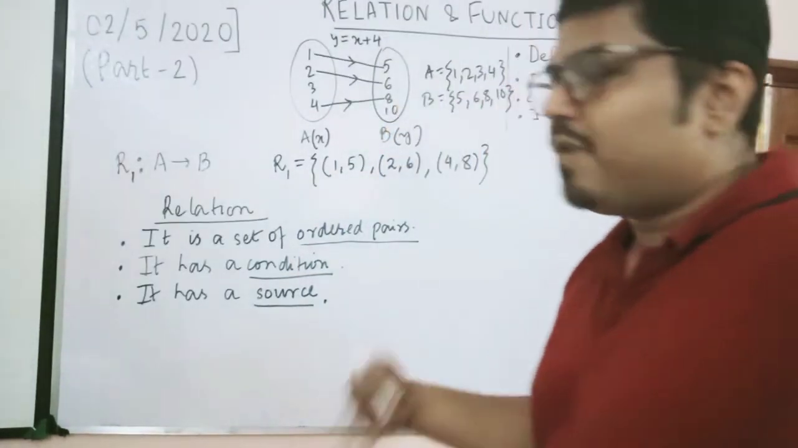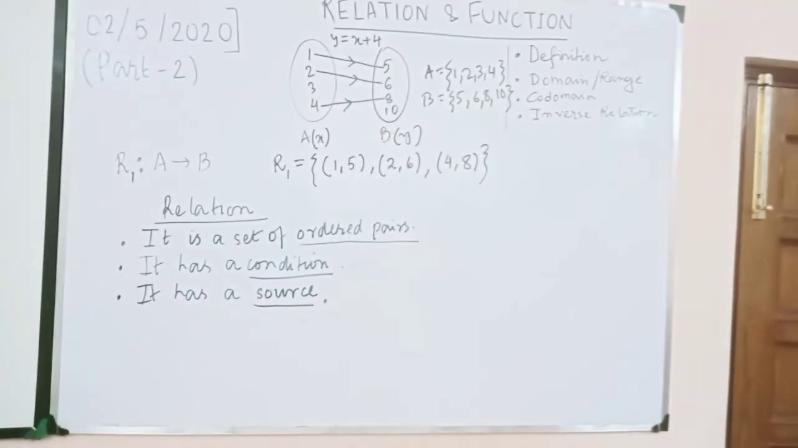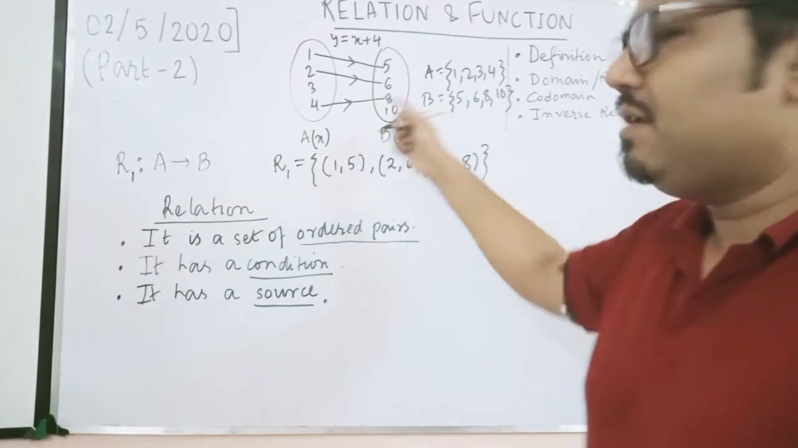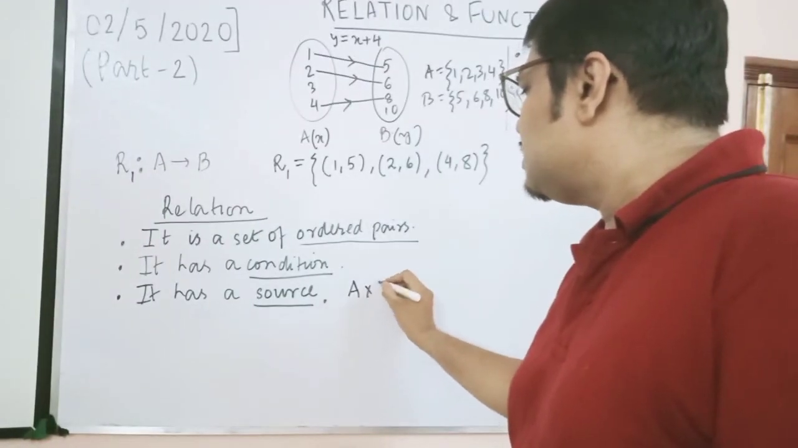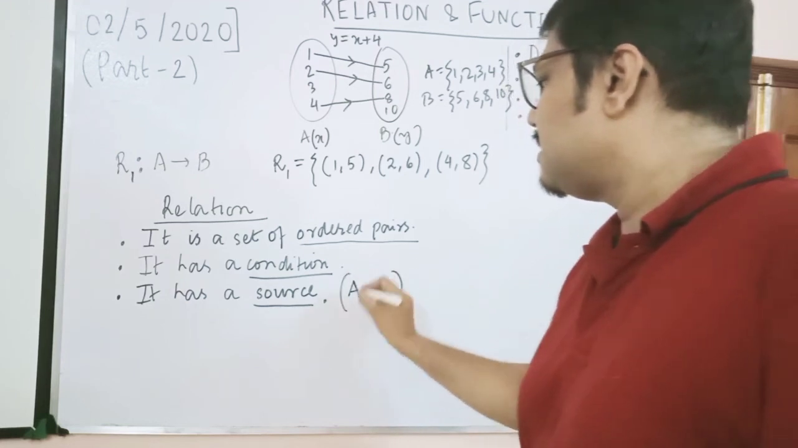That means from where you are going to get the elements. This A and B, A and B. So these are the source. So what is the source? We call the source the Cartesian product.